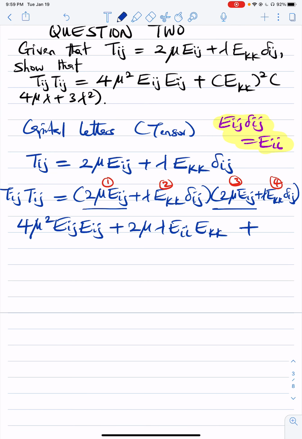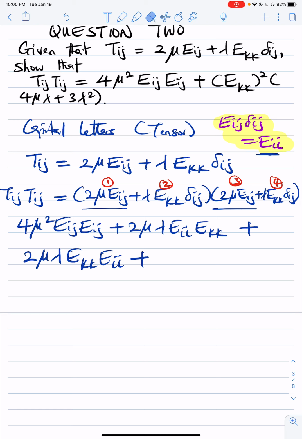Plus, now we're going to be multiplying 2 and 3, right? So it will be 2 mu lambda Ekk Eii. So looking at that, 2 mu Ekk will remain. Now delta ij, that's Kronecker delta ij, and Eij is still the same expression, which I've substituted automatically.